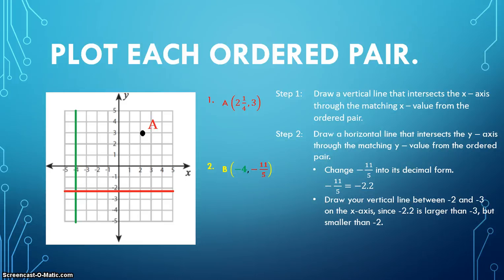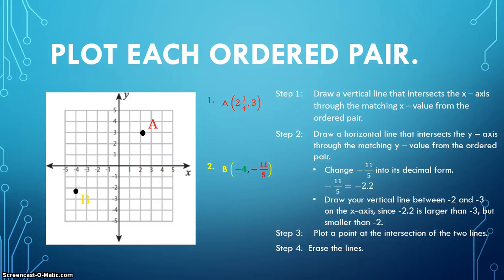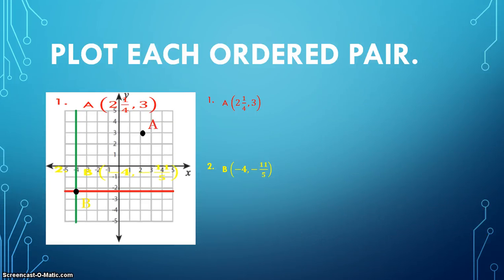Alright, and now I'm going to draw my line. Alright, so since we have the line there, we're going to jump over to step 3 and plot a point where they intersect. So I plot my point, label it B, and now we're just going to simply erase the lines to finish it off, just leaving my point. So, as you can see now, we have point A in quadrant 1 and point B in quadrant 2.